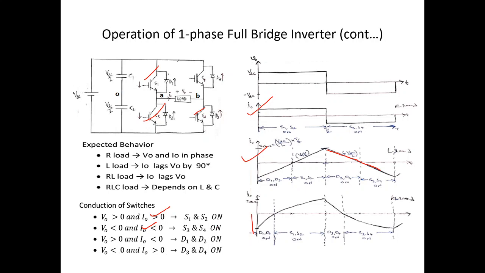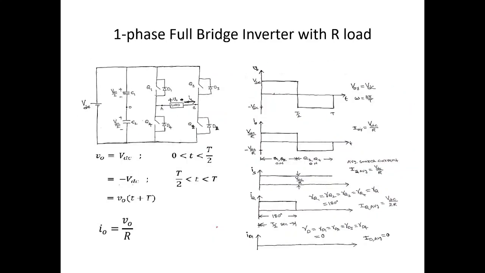Okay. Now let us consider the operation for R load. In case of R load, you can see that whenever output voltage is positive, output current is also going to be positive. Whenever output voltage is negative, current is also going to be negative.